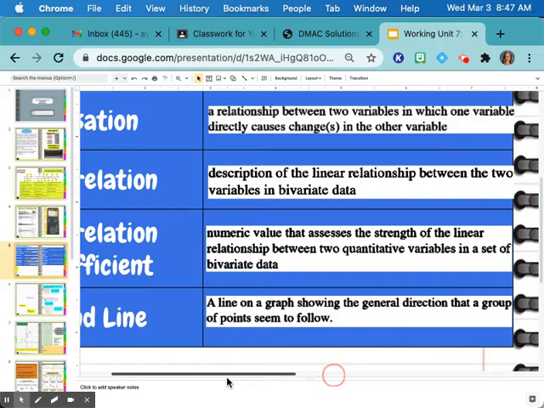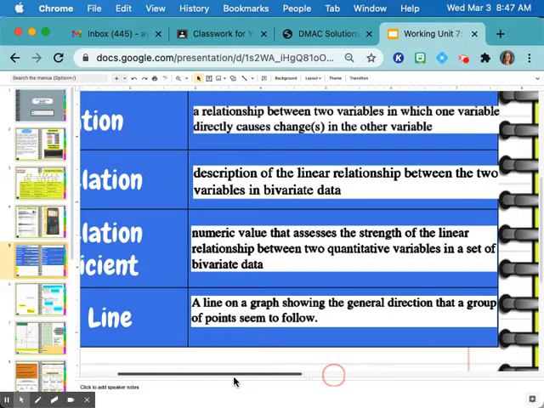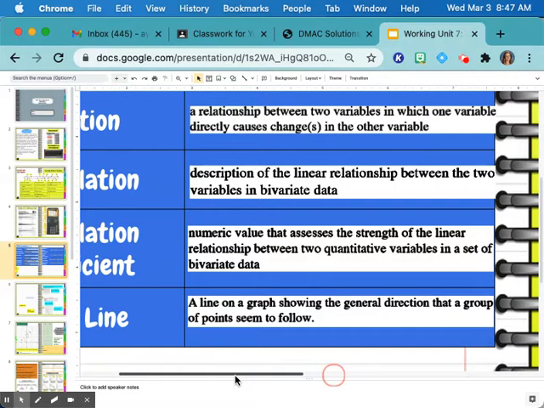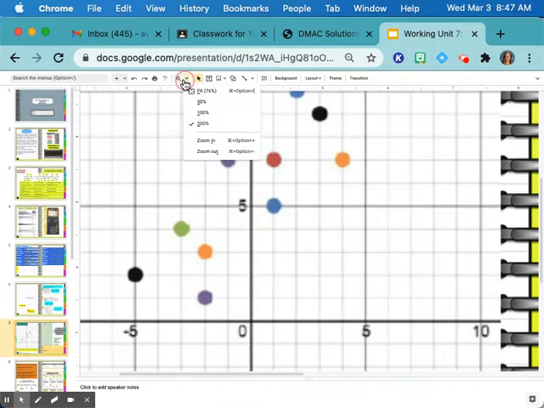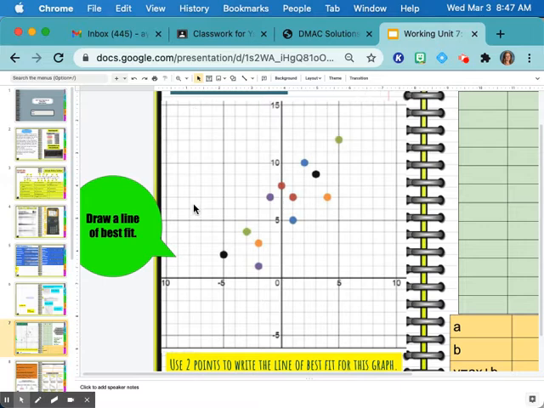Your trend line is a line on a graph showing the general direction that a graph of points seem to follow. Whenever we have this, we need to make a line that goes through these points. Yesterday we were able to do it on the calculator. We're going to do that again today. But right now we are just drawing it. So get your line tool.